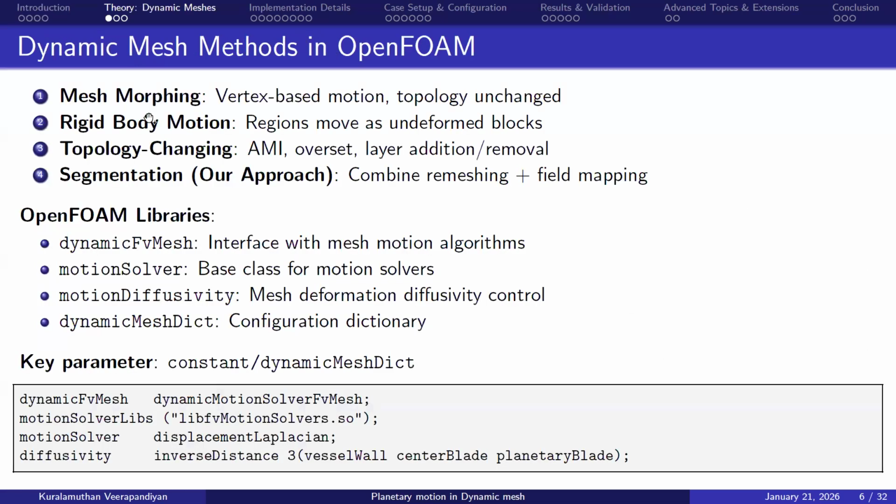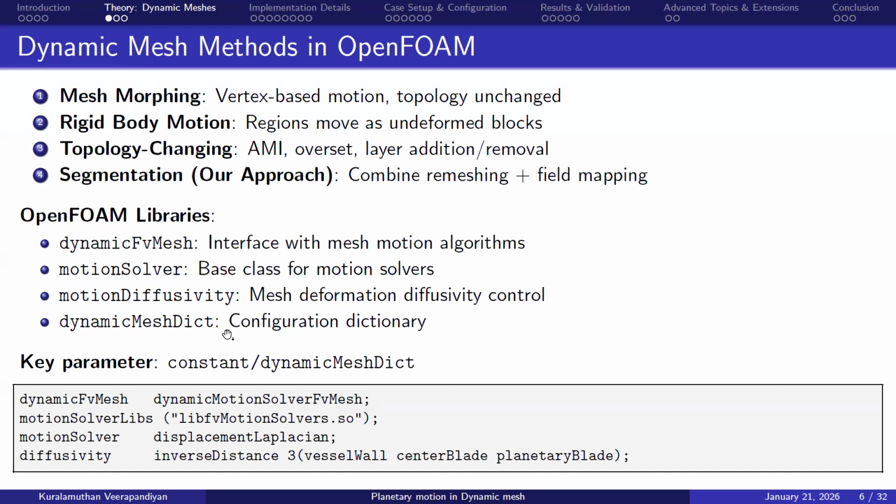We already have certain dynamic mesh methodologies implemented in OpenFOAM. Those are mesh morphing techniques, rigid body motions, topology changing, and segmentation. Segmentation is our approach that we have developed for this particular case. And we will be using the dynamic FE motion solver libraries, with motion diffusivity being controlled in the dynamic mesh dictionary file.